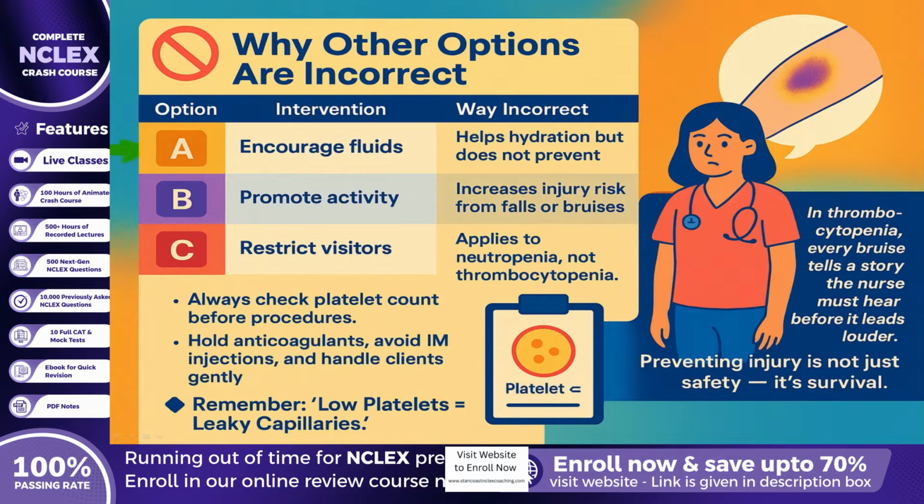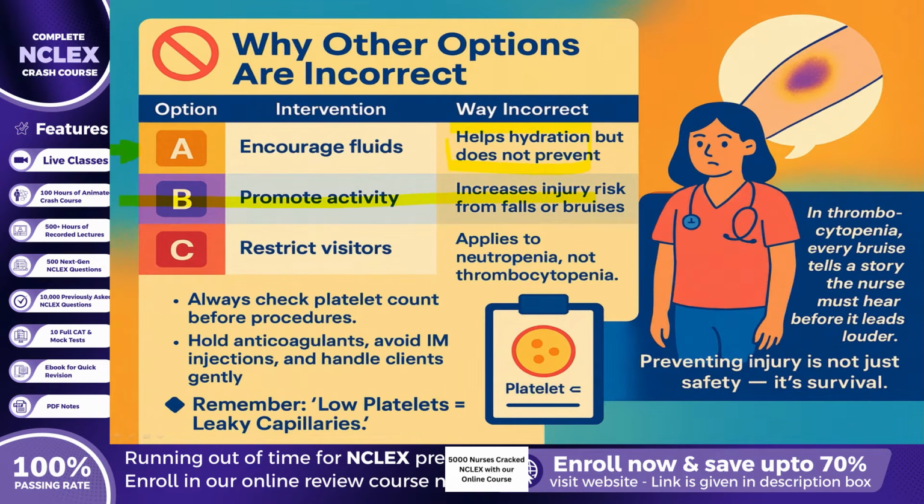Option A, encouraging fluids, though beneficial for maintaining circulation and renal perfusion, does not mitigate the central threat of bleeding in thrombocytopenia. It becomes a secondary priority unless dehydration or hypovolemia coexists. Option B, promoting activity, is inappropriate for severe thrombocytopenia because movement or exertion can increase the likelihood of falls and bruises.